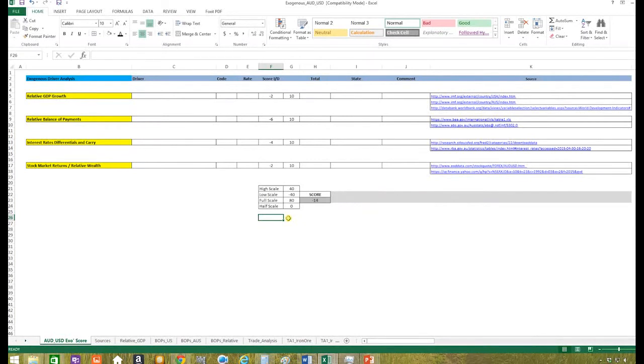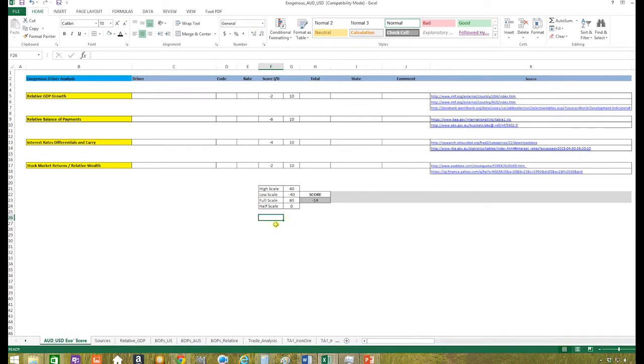Okay, so welcome back to the computer screen. What we're going to do now is look at how the exogenous analysis looks in its entirety for the Aussie dollar US dollar exchange rate. We're also going to put our exogenous and endogenous analysis together and link all of this up to end up with a fundamental predisposition on the US dollar, Aussie dollar, and the Aussie dollar US dollar exchange rate.